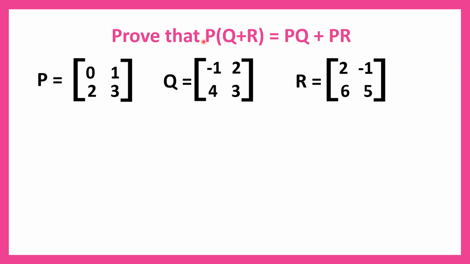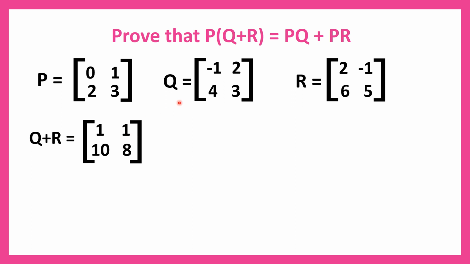First, let us take the left hand side, P into (Q plus R). For that, we have to get Q plus R. Q plus R means Q matrix plus R matrix. So, each element has to be added with the corresponding element in the other matrix. For that purpose, the rows and columns of both the matrices must be the same. Q matrix is a 2 by 2 matrix. In the same manner, R matrix is also a 2 by 2 matrix. So, this addition is possible.